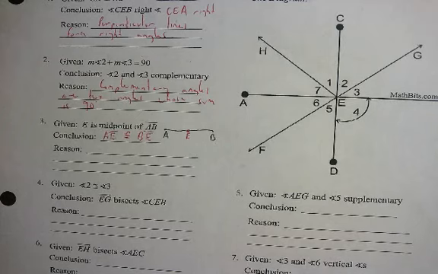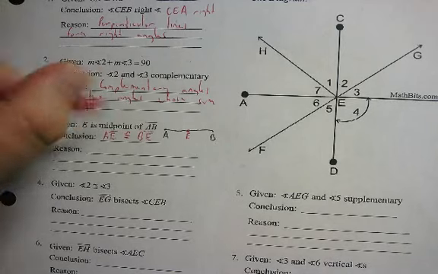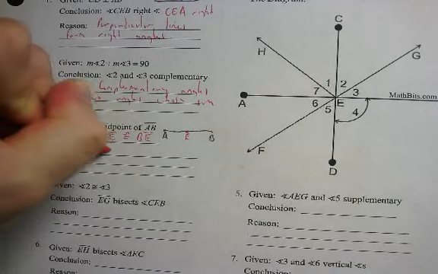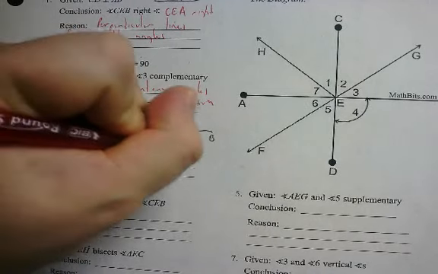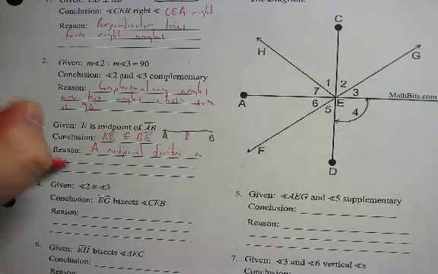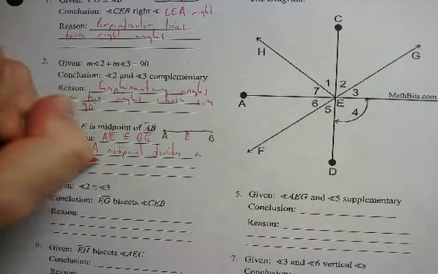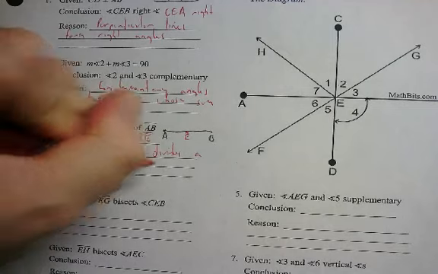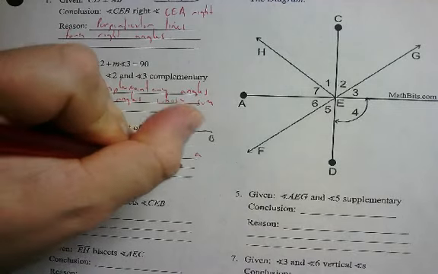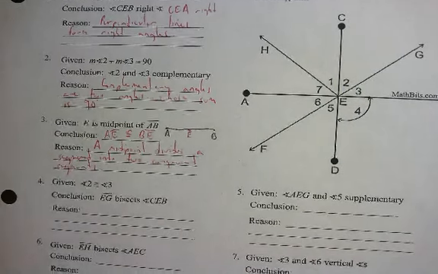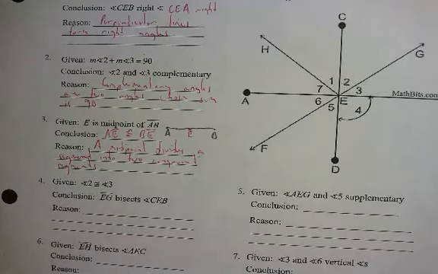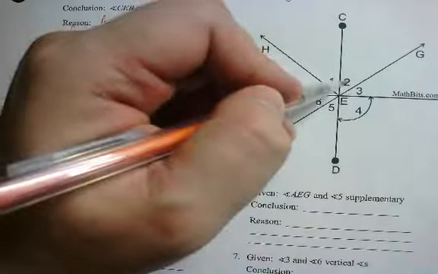And the reason is a midpoint divides a segment into two congruent segments. Okay. Number 4, given angle 2 is congruent to angle 3, okay, so we look at that.